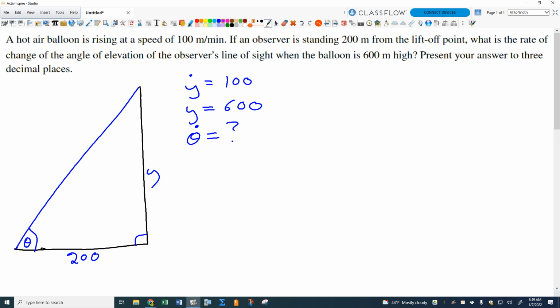Okay. So our parent function would just be tangent theta equals y over 200. Okay, so when you see problems like this, it's not essential, but you kind of want to set up the trig function so the ratio is easy to differentiate. I'm going to take a break from this problem for a second. I just want to make a point. What if you were doing a problem like this?